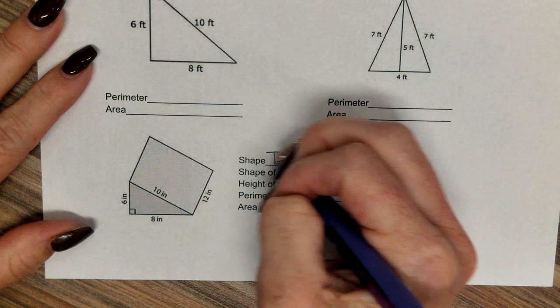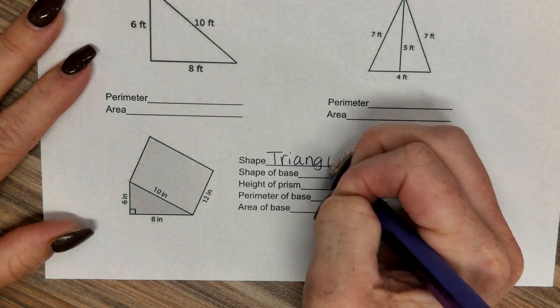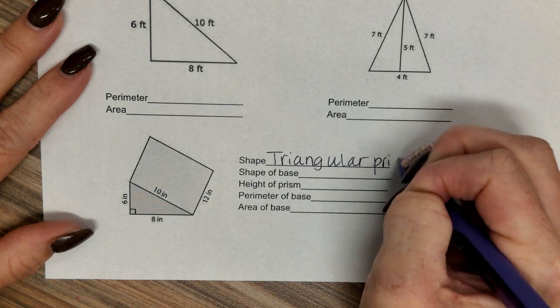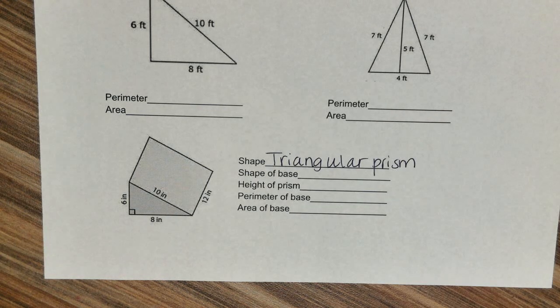This is a triangular prism. Yesterday we did rectangular prisms. This is a triangular prism. Therefore the formula will be the same, but to find each piece of the formula will be a little bit different.